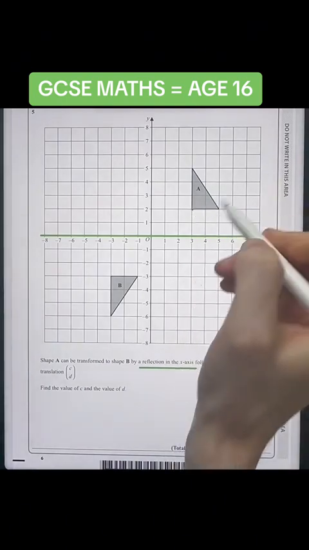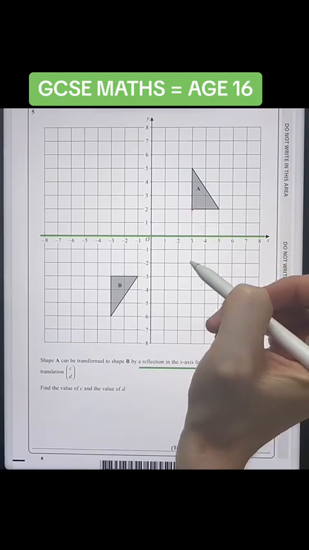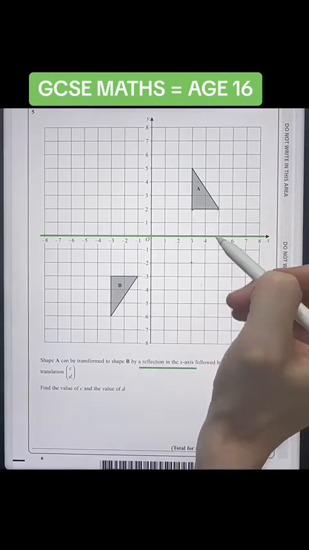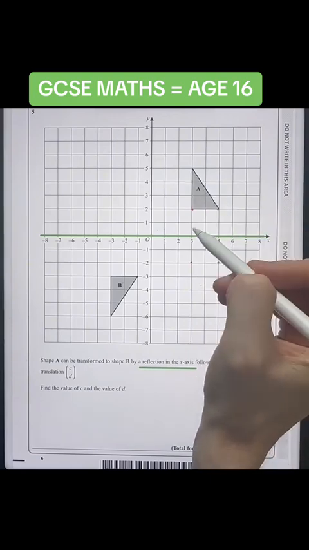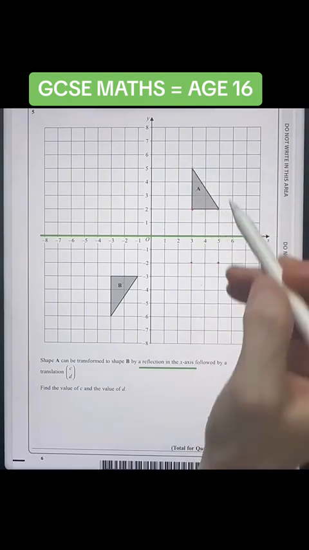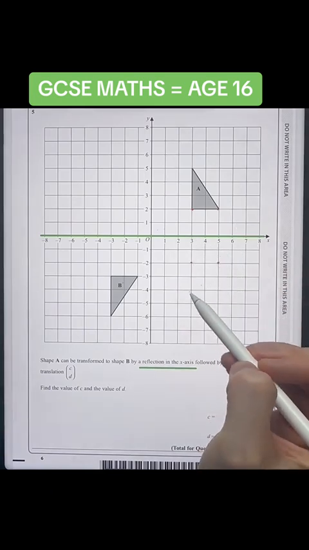So look at the first vertex here. As it was 2 above, it's now going to be reflected to become 2 below the x-axis. As this vertex here was 2 above, again, it's been reflected to become 2 below. As this vertex here was 1, 2, 3, 4, 5 above, therefore it's going to be 5 below the x-axis, because it's a mirror image.